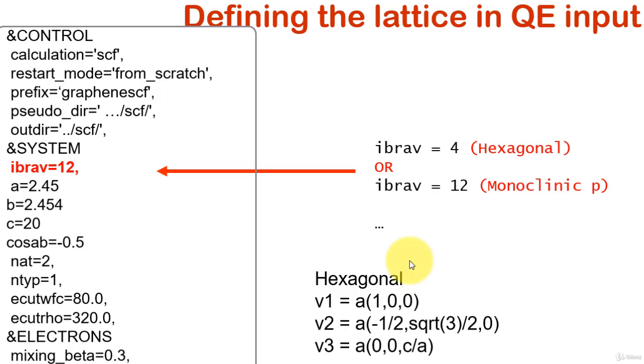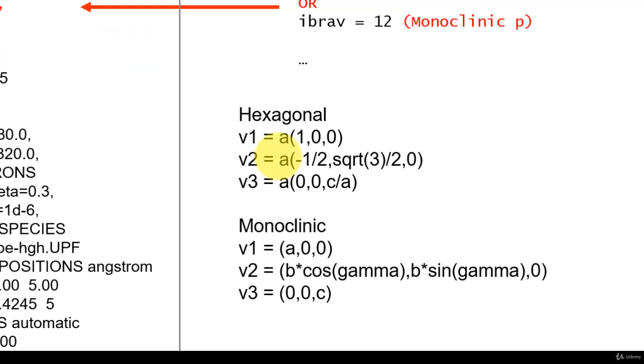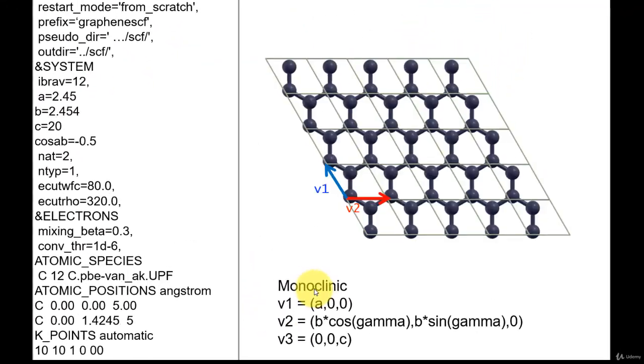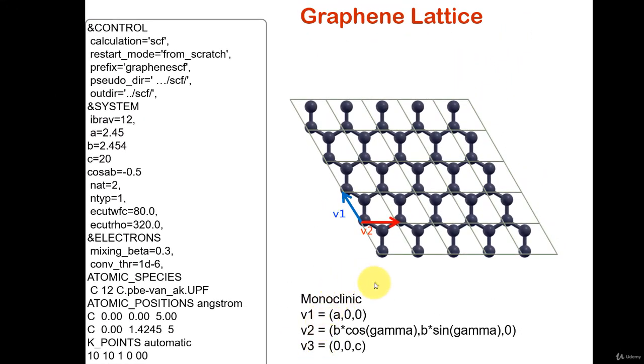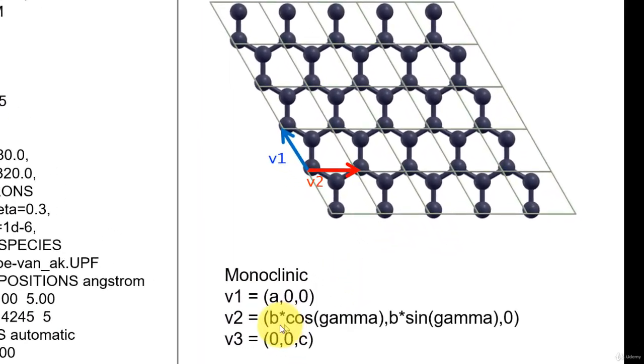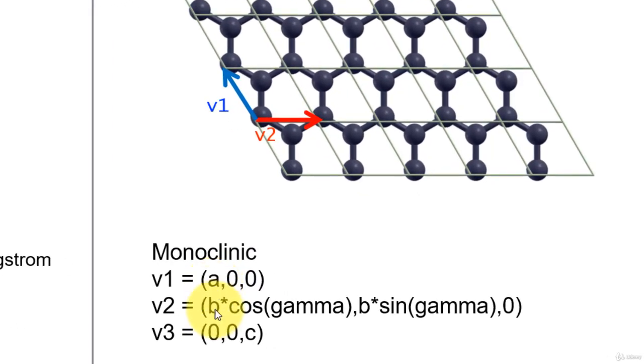We should know the crystal structure of each material. For example, silicon has an FCC lattice and graphene has a hexagonal lattice. In the case of graphene, we can define hexagonal lattice or monoclinic lattice. Each lattice has 3 vectors you can see, V1, V2, and V3. As we can see in this relation, we should define A, B, C, and gamma.